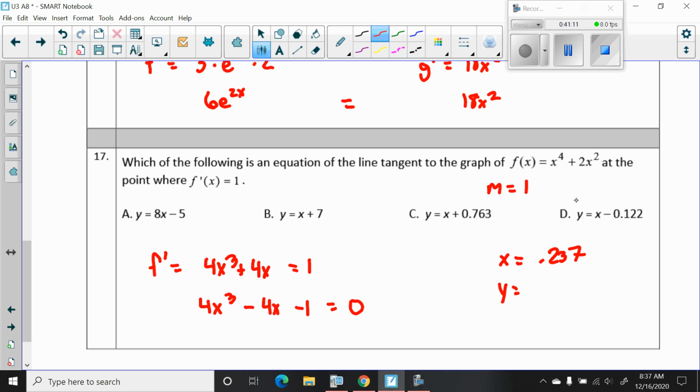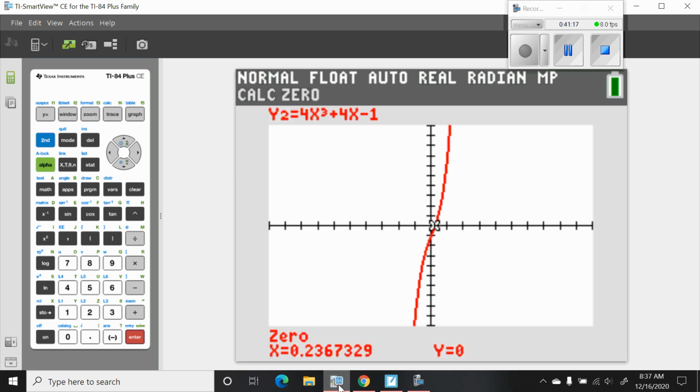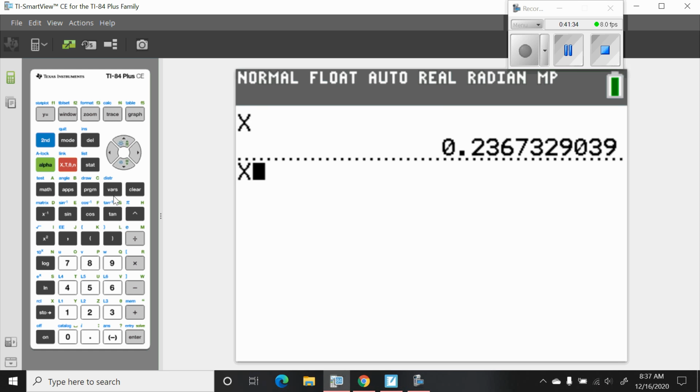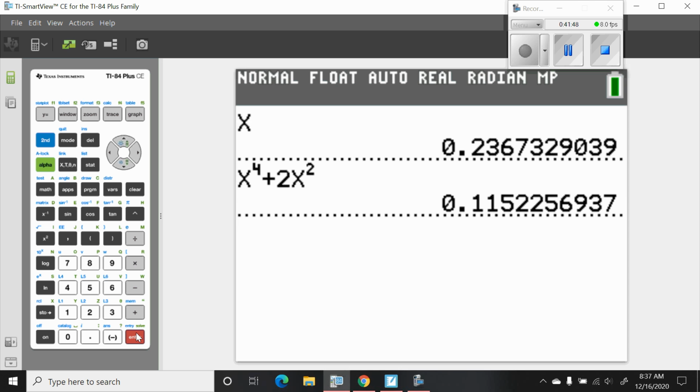So there's x, and we're going to plug that in. And again, the calculator should have that memorized if I can use it without messing it up. So with that, x to the fourth plus 2x squared. So again, it knows that x is that value. So if I go x to the fourth plus 2x squared, 0.115.